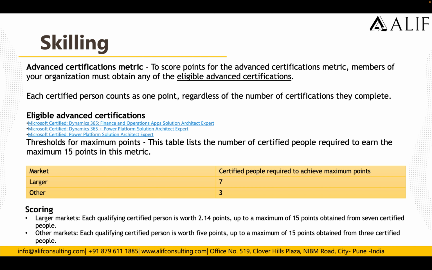If you are from the smaller and mid market, then you need 3 certified people to get the maximum points. Now, how does the scoring happen? If you are from the large market segment, each certified person will get 2.14 points, with a maximum of 15 points for 7 certified people. If you are from the smaller and mid market, then each person is worth 5 points, up to a maximum of 15 points from 3 certified people.